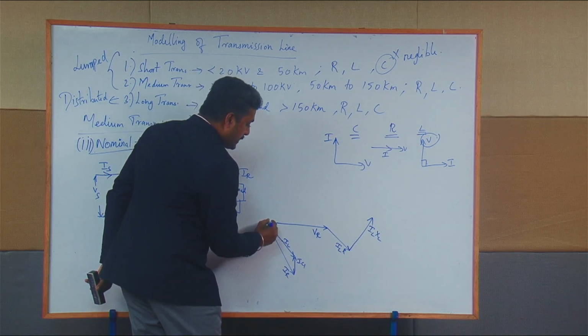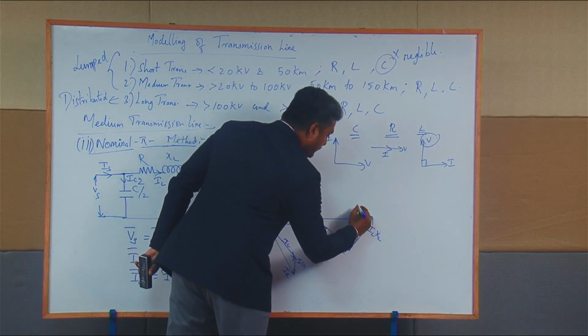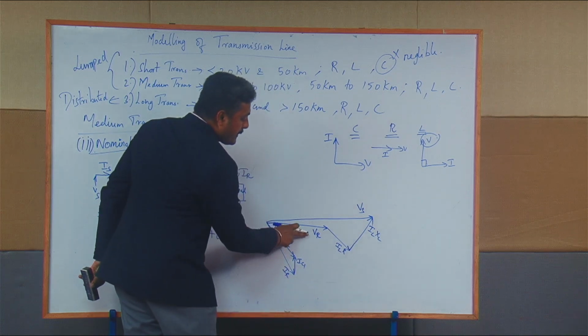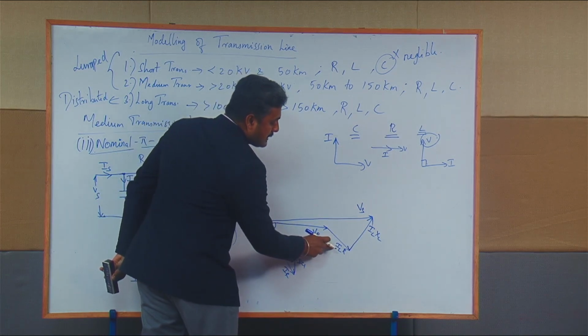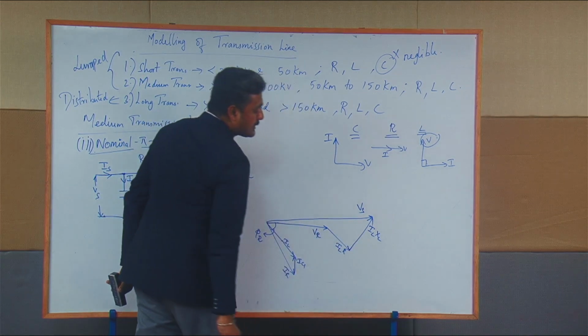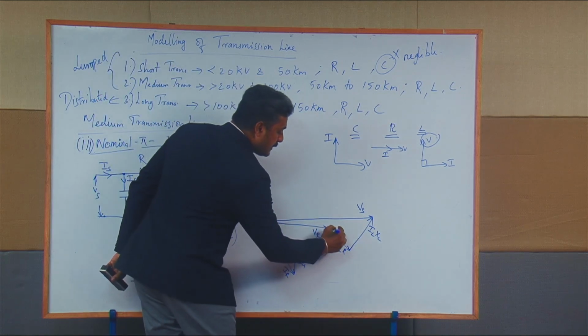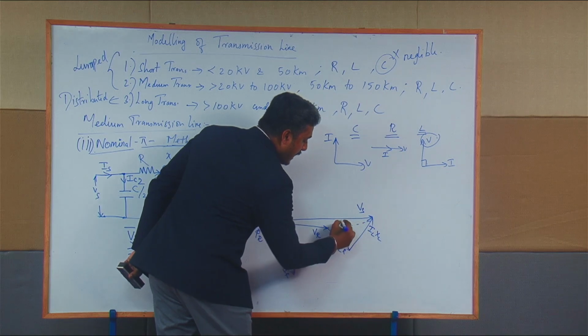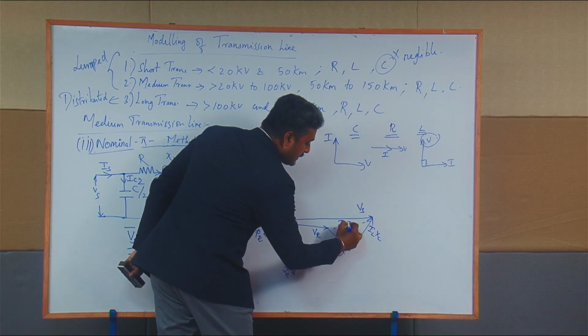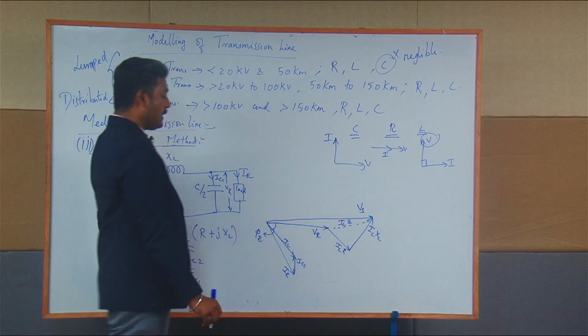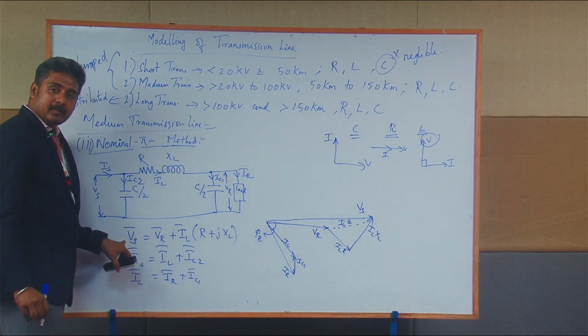If you join these two points, that is the sum of the VR vector plus IL into R vector plus j into IL into XL vector, which will give you the value of the Vs vector. You can write this value as IL into Z vector. Okay. Now you have drawn the Vs vector.